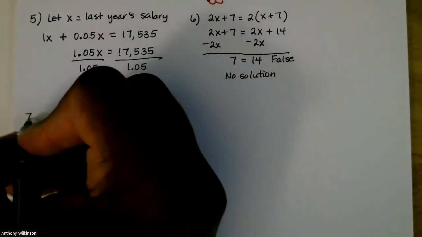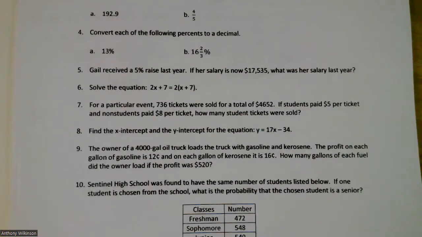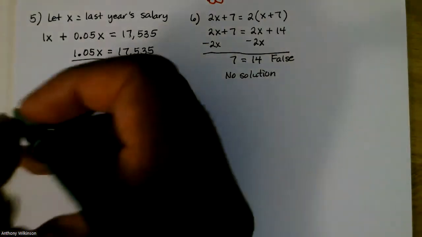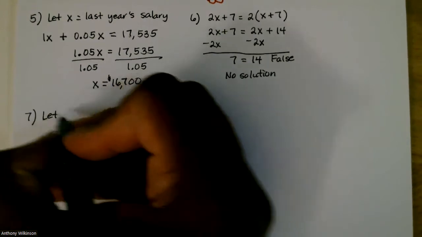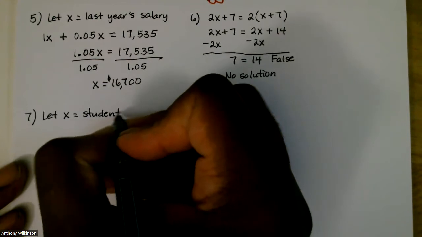All right, number 7. In problem number 7, it says, for a particular event, 736 tickets were sold for a total of $4,652. If students paid $5 per ticket and non-students paid $8 per ticket, how many student tickets were sold? Okay, so in this case, we're trying to find out the number of student tickets that were sold. So I'm going to let some variable X be the number of student tickets. So I'm just going to let X be student.